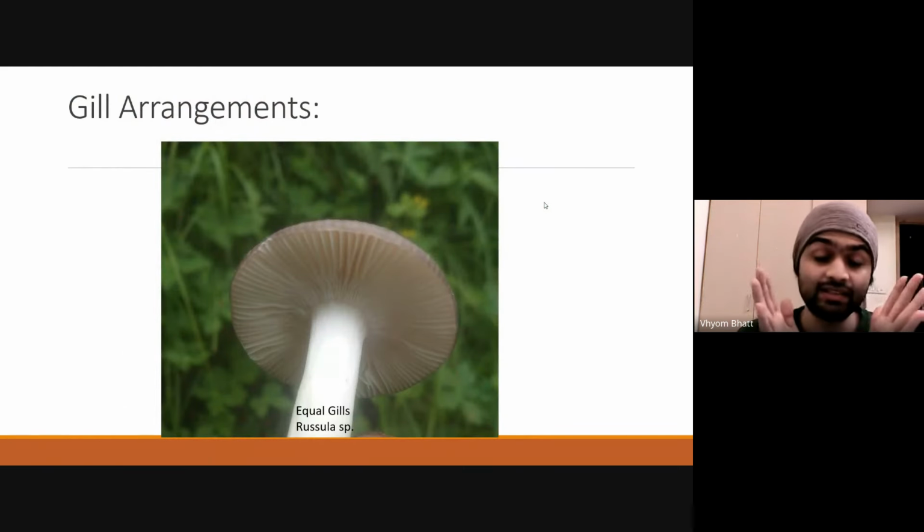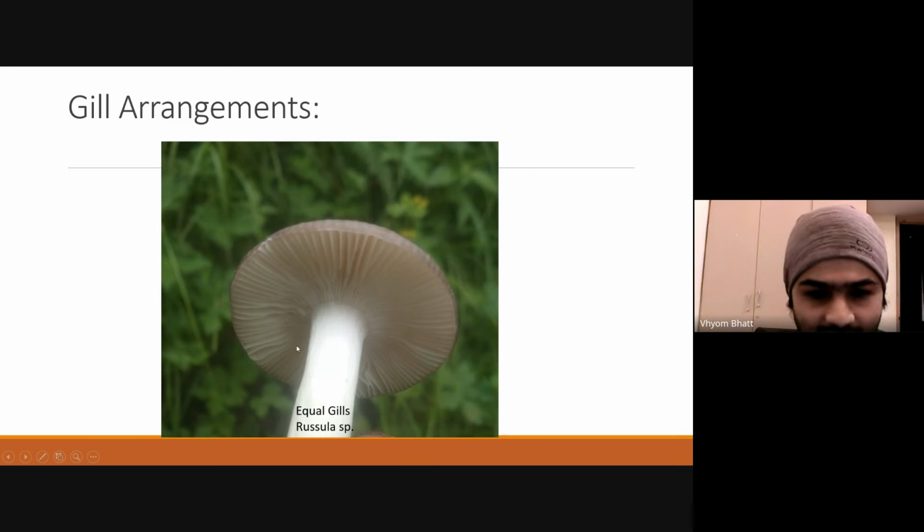So after gill density, we go with the arrangement. I hope it's clear despite the lack of light. You can see all these gills are going from the stem or the stipe till the edge of the cap, all of them. So it's called equal gills, and it is a striking characteristic of Russula.